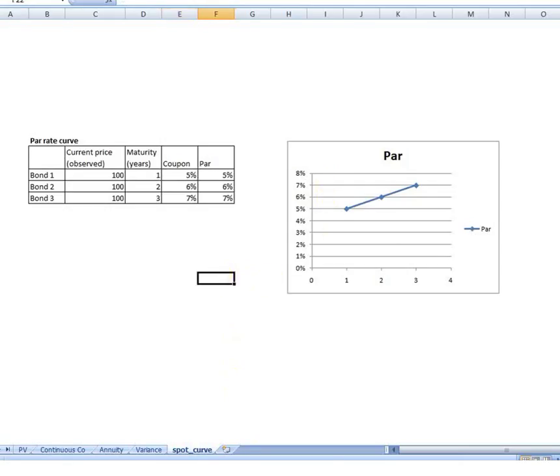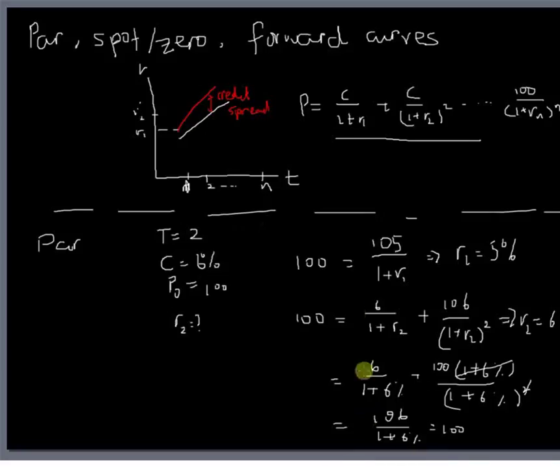Okay, let's move on to the concept of a forward curve. Let me use a new worksheet. So we are going to look at the concept of a forward curve. Before we look at the forward curve, let's illustrate the concept of a forward.